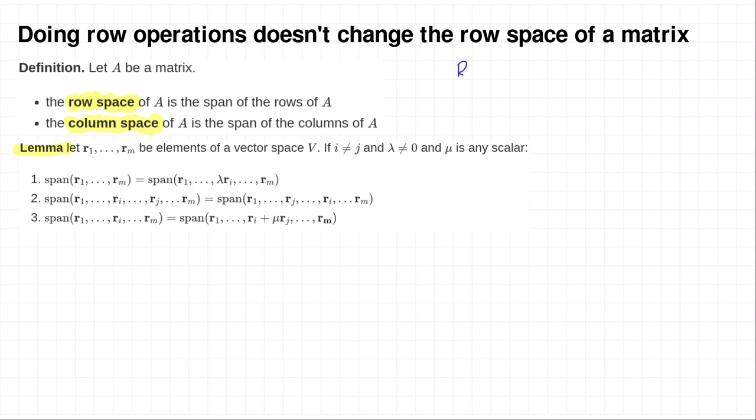multiplies a row Ri into lambda times Ri, where lambda is not zero. Now, if these R's were the rows of a matrix, then the span on the left here would be the row space of that matrix, and the span on the right here would be the row space of the matrix obtained by doing this row operation to that matrix. So the first part of this lemma is telling you that when you do the first type of row operation to a matrix, you don't change its row space. The second type of row operation is the row operation which swaps two rows, so let's say Ri and Rj.